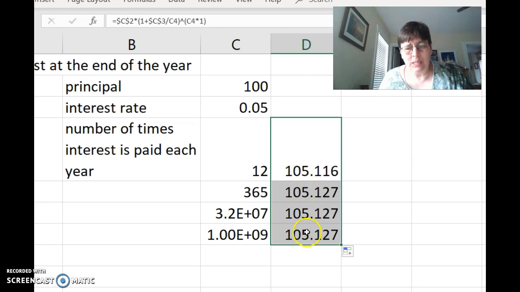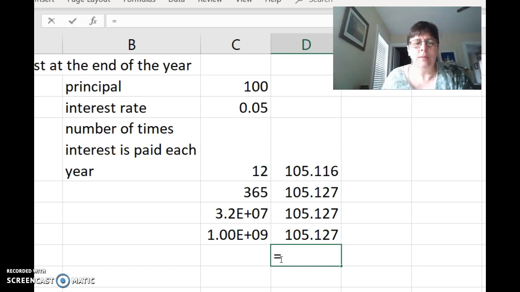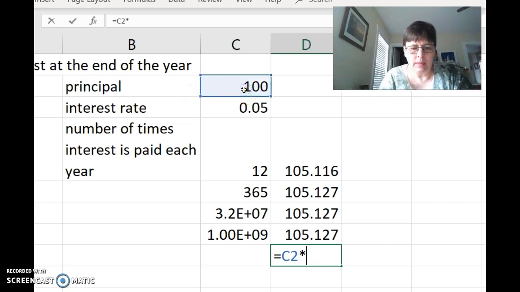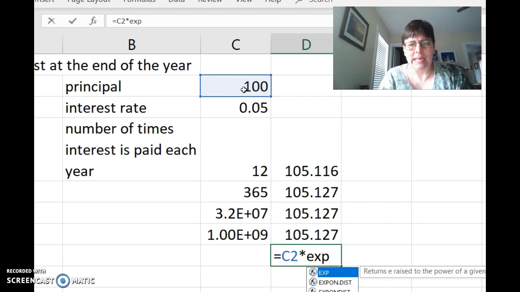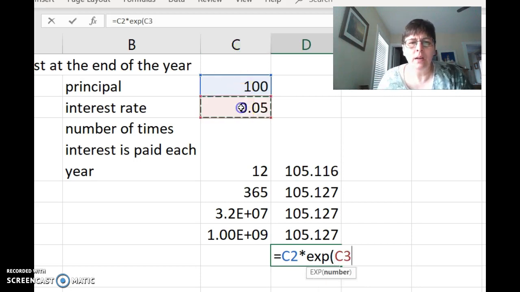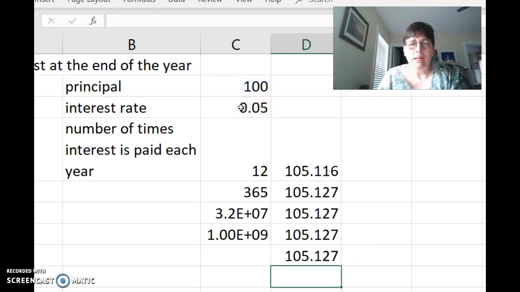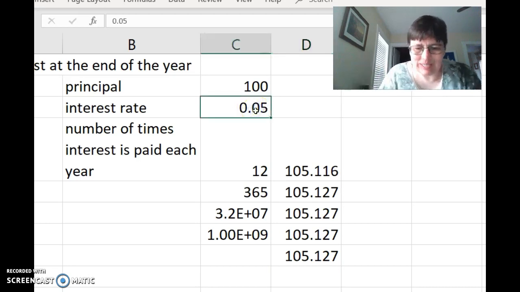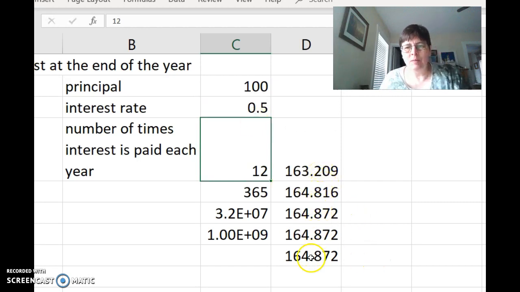And you can see, yeah, that seems to be converging onto a point, which is actually equal to P times, now e in Excel is EXP, parenthesis, R times T, in this case was 1. Same number. What if I change the interest rate to 50%? Converges to the same number. So even though we go up $1.50 in interest, this is what we're going to converge to. This is what our limit is going to equal.